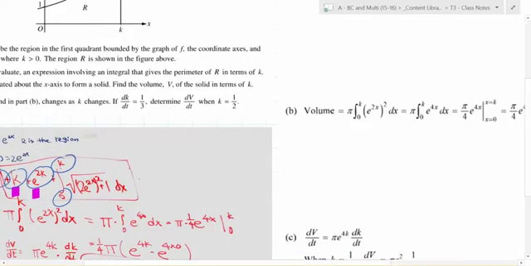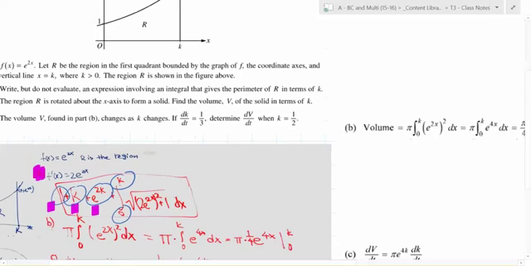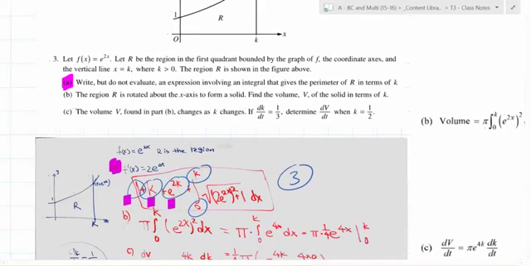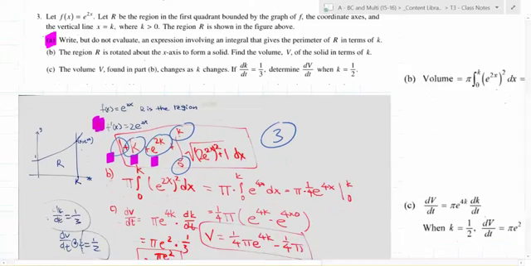Oh, look at this. So far, how many points do we have? 3 points. Nice. Let's go to the second one here. It says the region R is rotated about the x-axis to form a solid. Find the volume V of the solid in terms of k.